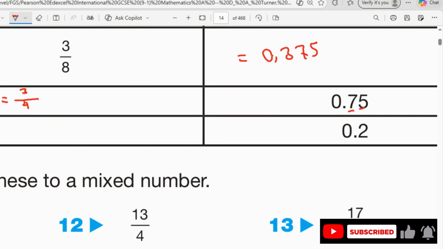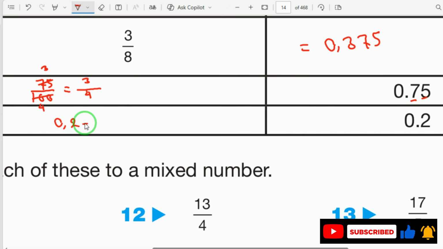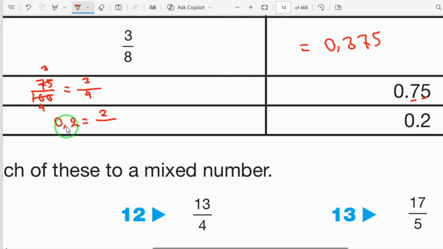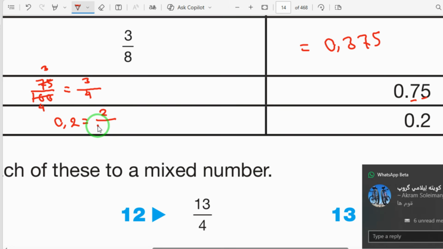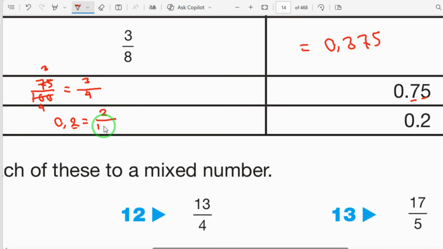0.2. How can we convert 0.2 to a fraction? First we write 2, and the denominator we assume is 1. We count the number of decimal places, because we have only 1 decimal place, we add 1 zero to the right side. Now we can simplify. 1 times 2 and 5 times 2 is 10. So the answer is 1 over 5.